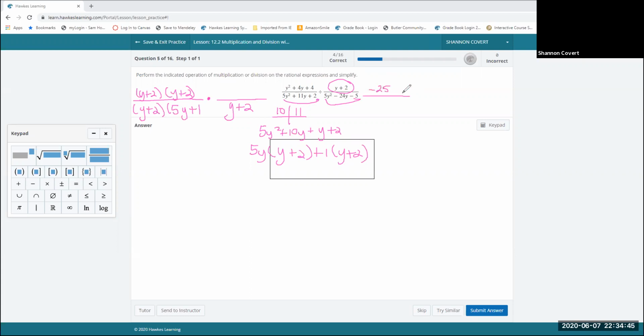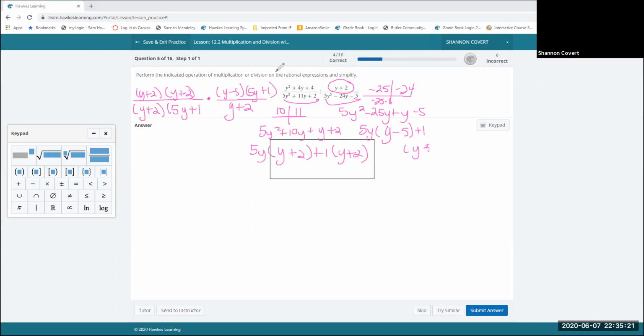Negative 25 adds to negative 24. So 5y squared minus 25y plus y minus 5. 5y is the greatest common factor at the beginning. Leaves me with y minus 5. I can take out a 1 in the second two, which leaves me with y minus 5. So I have y minus 5 times 5y plus 1.